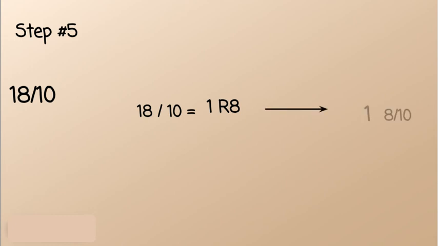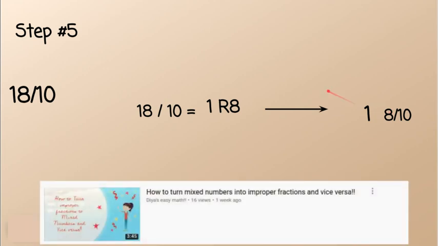And we're going to turn the remainder into a fraction. So our answer is going to be 1 and 8 tenths. And that's our remainder. And that's going to be our answer to the example problem. So 1 and 8 tenths. And if you want to learn more about mixed numbers and improper fractions, go check out my video I posted a week ago.